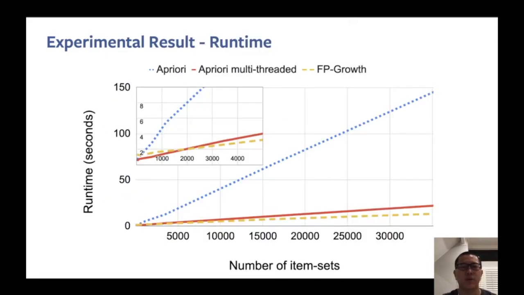In this first chart, we can see that FP-growth is consistently faster than Apriori, regardless of the number of item sets. But compared to a multi-threaded version of Apriori, FP-growth can be slightly slower when the number of item sets is very small.